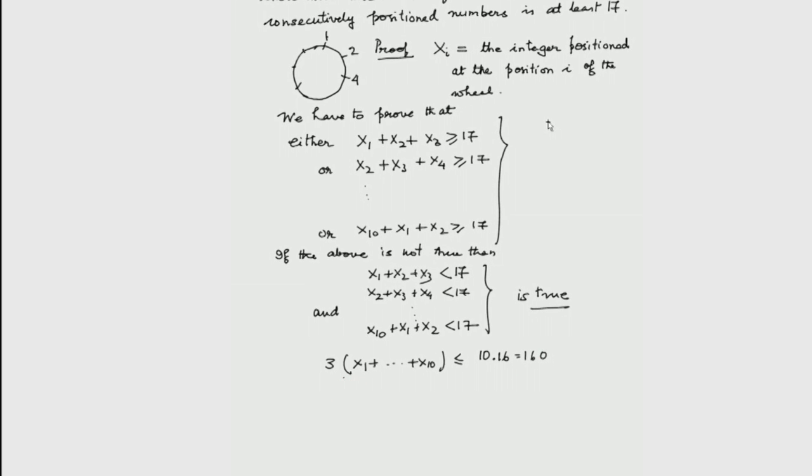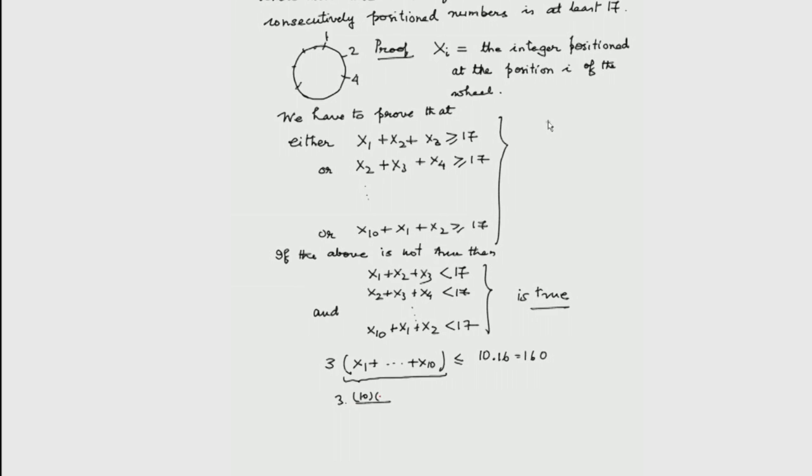Now we remember that x1 up to x10 are distinct integers between 1 and 10. So we can add them up to obtain 10 into 11 divided by 2, into 3, which gives me 165. If our assumption is true, then 165 is less than or equal to 160, which is of course false. So this is a contradiction.